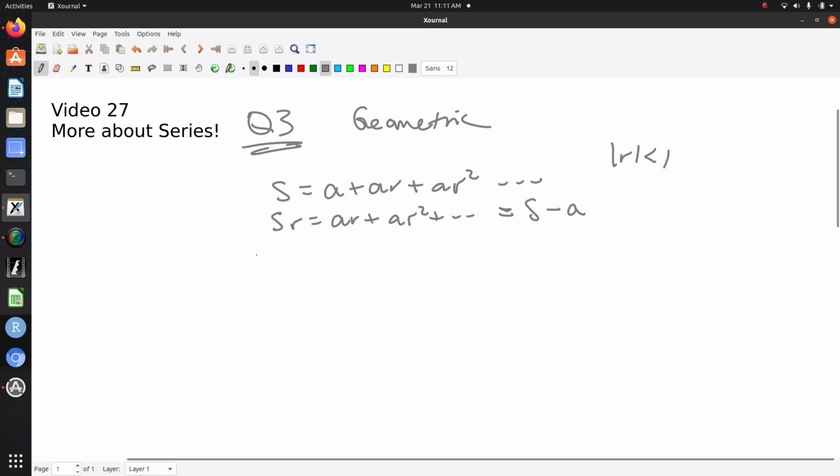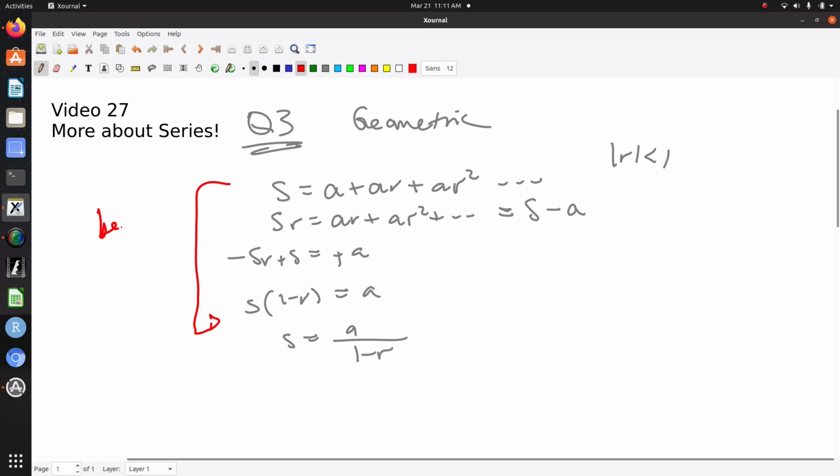Okay, so let's go ahead and solve for it. Flip all those signs around. Factor out s. And then s is a over 1 minus r. Okay, so that's what we've been doing.